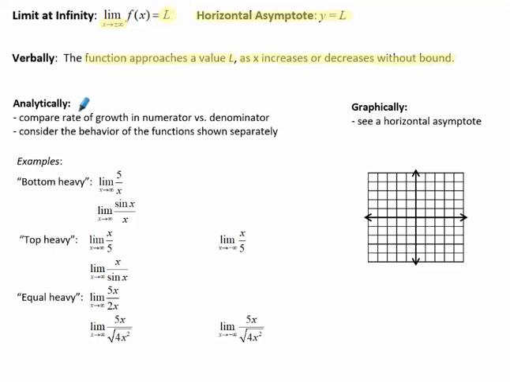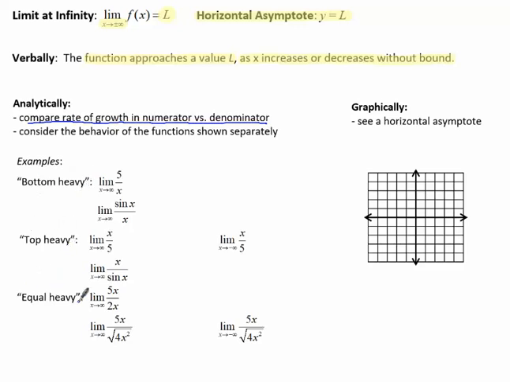Now, analytically, one of the easiest ways to determine the limit at infinity and the horizontal asymptote is to compare the rate of growth in the numerator versus the denominator. We should also consider the behavior of the functions separately from each other. Now, here are some examples of ways that we can look at what that means to compare the rate of growth. Now, this is terminology that I use.